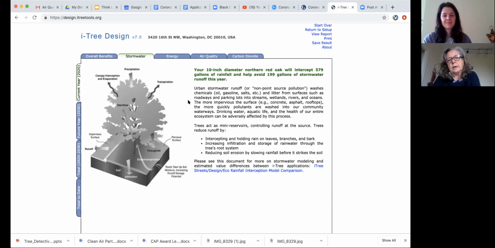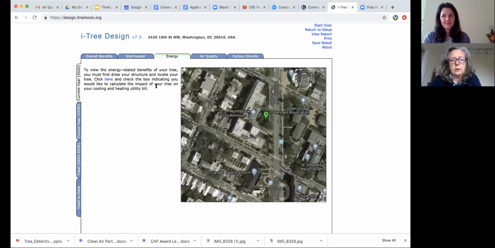So when you look at this tree, it says your 10-inch diameter northern red oak would intercept 574 gallons, right? That's a lot of gallons of rainfall, and help avoid 199 gallons of stormwater runoff this year. So imagine we have not one tree in DC, we have 2.5 million trees. It's absorbing a lot of water, and that's really important instead of all that water rushing in the streets. The next tab we're going to go to is energy, and we're not going to look at energy in depth.